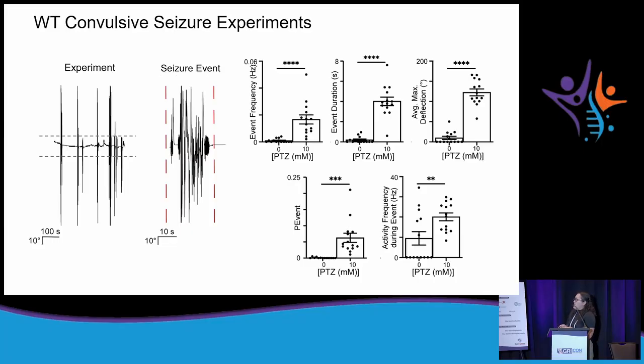We see a significant increase in the average maximum deflection of the tail, which is really that metric of convulsive seizure-like activity. I also see a significant increase in the probability that the animal is in a seizure event state throughout the experiment, and I see an increase in the activity frequency during individual seizure events. So during one of these events, the animals, when treated with PTZ, have a lot of activity throughout.